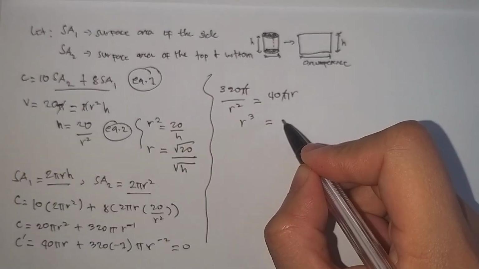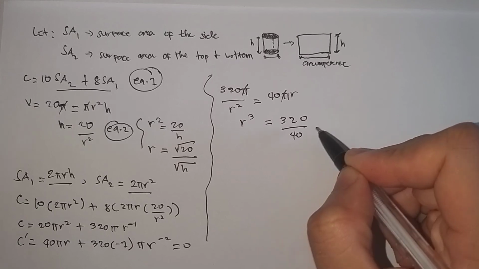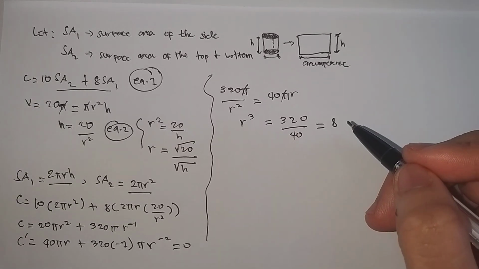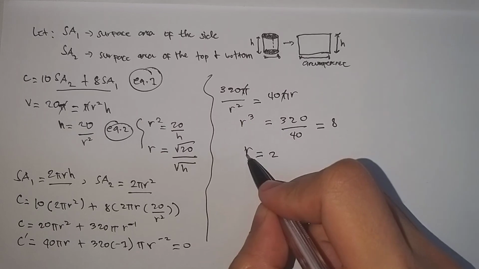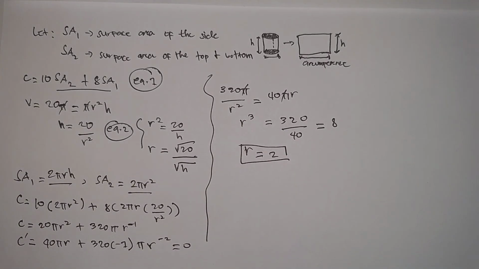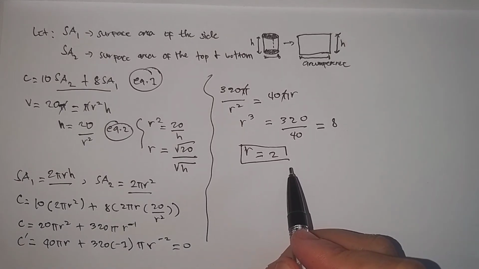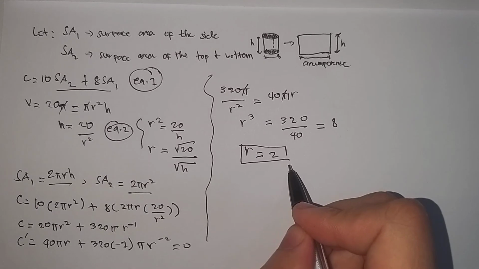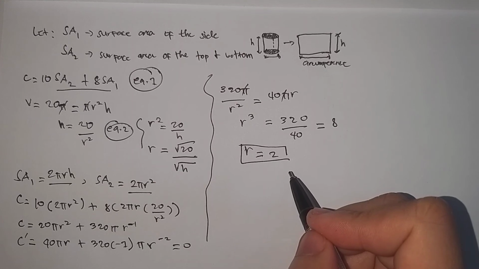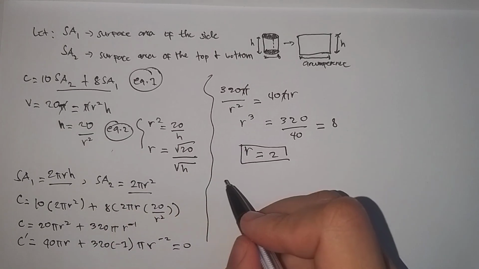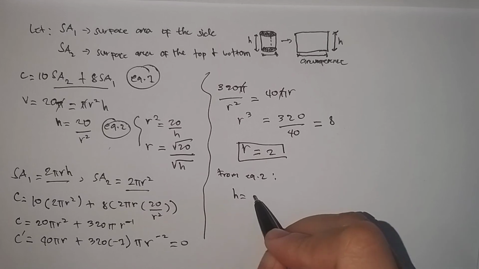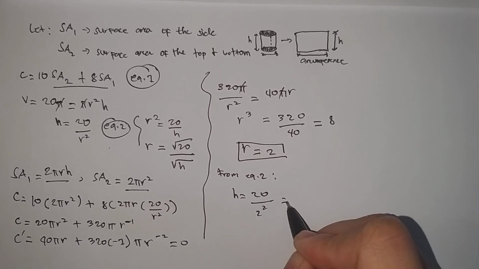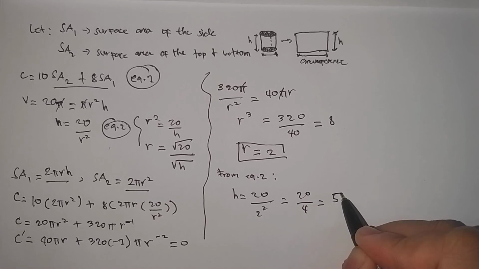r cubed is 320 over 40. That is 8, right? Okay, and take the cube root of 8. That will be 2. We already got the radius, which is one of the requirements. And to find h, the height of our cylinder, we will substitute this r into our what equation? Into our equation 2. From equation 2, that is 20 over r squared, that will be 20 over 4, that is 5.